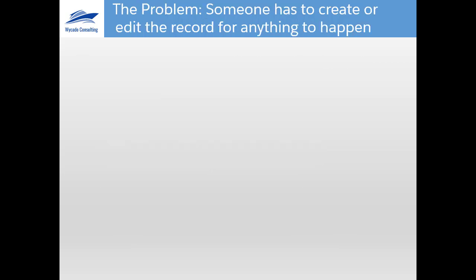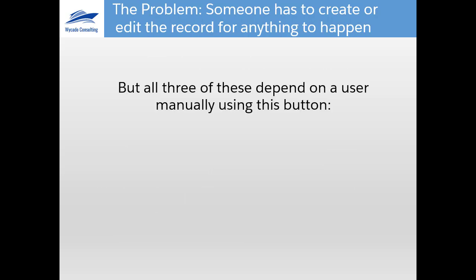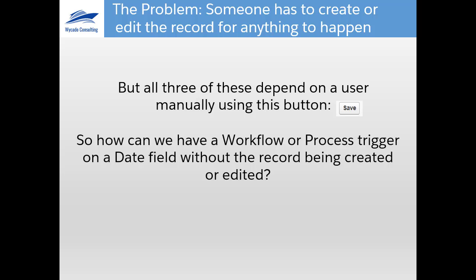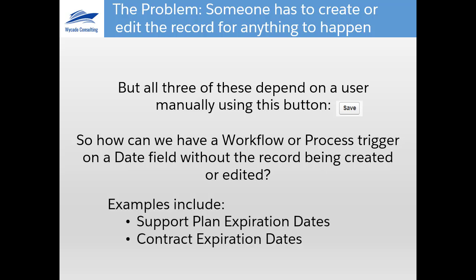Now here's our problem. Somebody has to create or edit the record for anything to happen in Salesforce. All three of these criteria depend on a user manually using this button, Save. What if the record is just sitting there, minding its own business? How can we have workflow or process trigger on a date field without the record being created or edited?